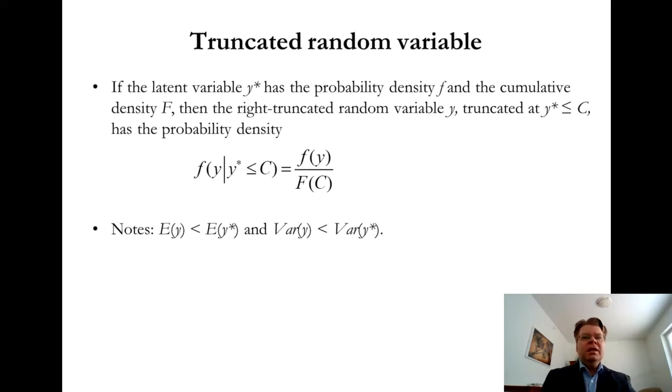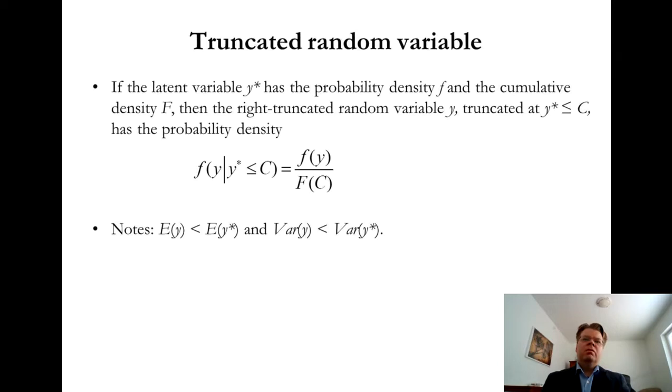And technically, this adjustment would be done so that if you have this density function lowercase f, which is the density function of the original distribution, then we just need to divide it by the cumulative distribution function capital F at this truncation point. So this is for the case when we have this truncation from above. If it would be truncation from below, then we would be dividing by 1 minus capital F at point c.